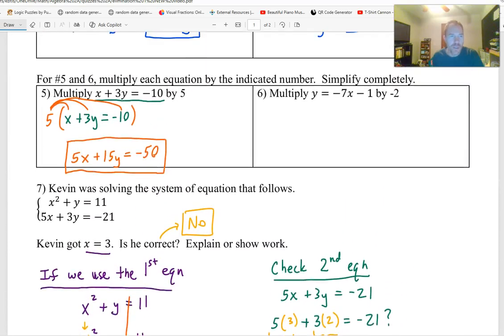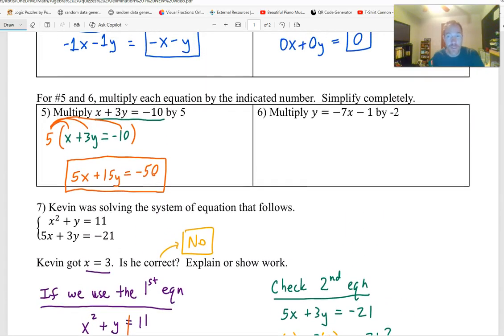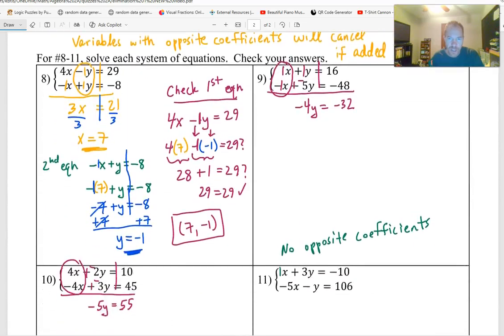What did we do in number 5? We were told to do this, but we multiplied the equation by 5. Everything in the equation, x, 3y, and -10, all got multiplied by 5. That gave us 5x plus 15y equals -50. 5x, +5x. That's what happened to the first equation.